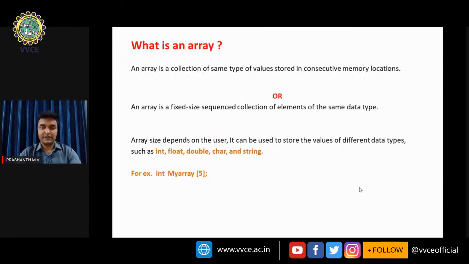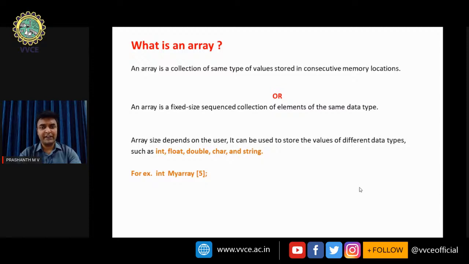What is this array then? An array, students, is a group or collection of same type of values stored in consecutive memory locations. That means if you want to store the values of 100 students, which will be integer values, then all 100 values can be stored in consecutive locations in our system. Or if you want to store the names of 100 students, then we can store all those things in memory locations.